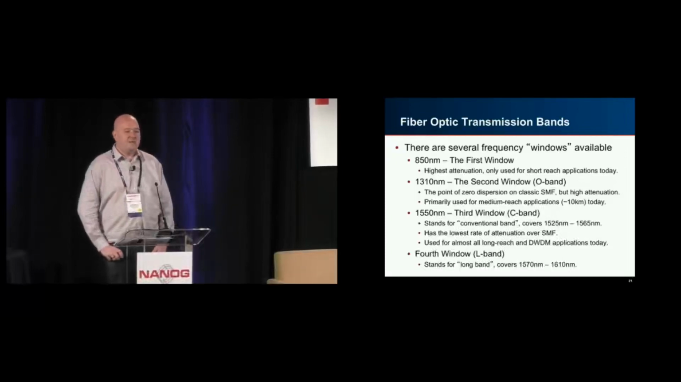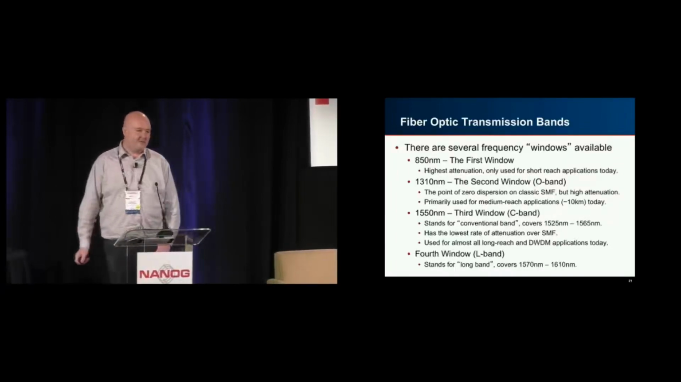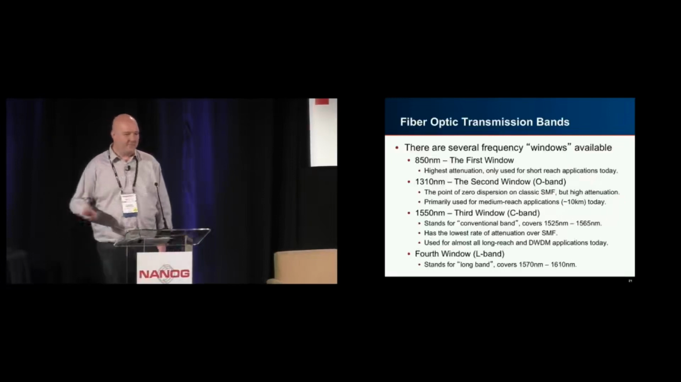In fiber optics, there's a couple of different transmission bands, different windows that we talk about. There's really three big ones. 850 nanometer is what's called the first window. This is your area of highest attenuation. It's really only used for short reach applications. You see it today in data center, in cabinet type, very short reach applications, but it doesn't do much more than that. 1310, the second window, is what's called the O band.